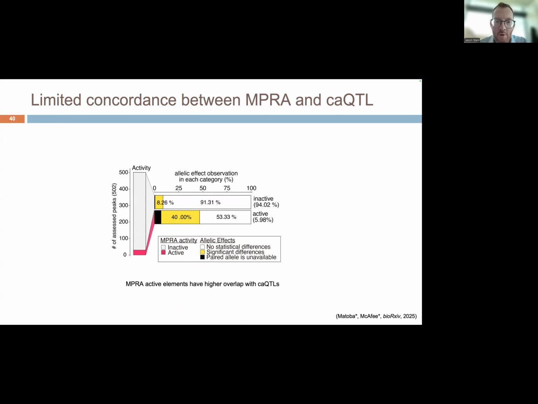What we did find, though, is that there was limited concordance between EMPRA activity and allelic effects in CAQTLs. The strongest predictor of detecting EMPRA allelic effects was showing EMPRA activity above levels compared to negative controls. So we did detect allelic effects when the EMPRA activity was above the negative controls. This is somewhat consistent with current approaches in the EMPRA field to identify expression modulating variants, or MVARs. For all subsequent analyses, we only evaluated allelic effects when there was a significantly active, above negative control EMPRA element.